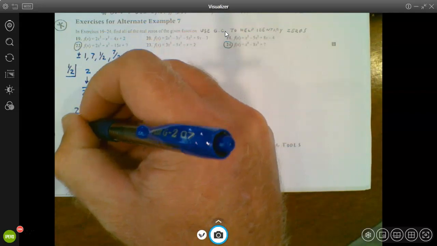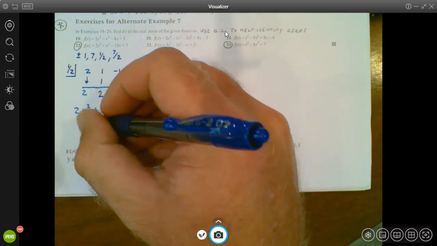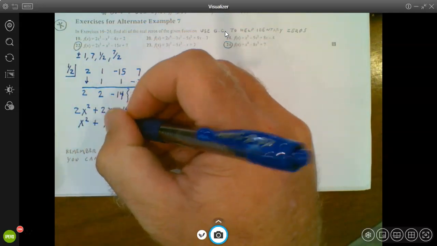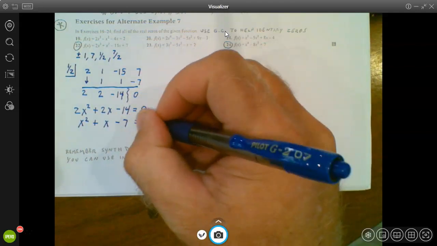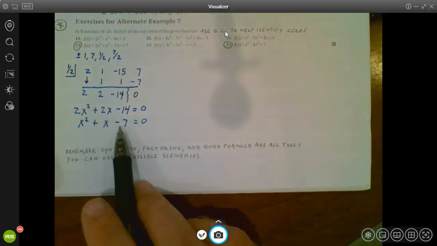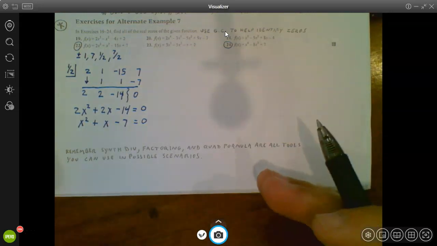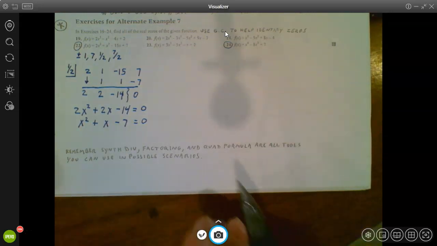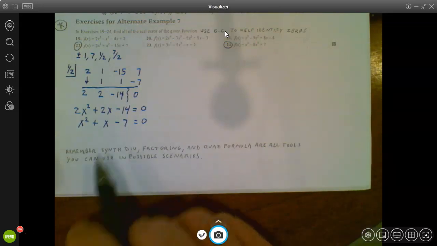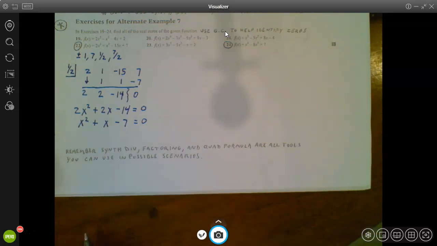So if I just divide this entire equation by 2, make life a little easier for myself, you'll notice that this is not factorable. There are no products of negative 7 that would add to be 1. So this is not factorable, which is why those two solutions are not rational solutions. If they were rational, this would be factorable. But it's not. So my other option is quadratic formula.